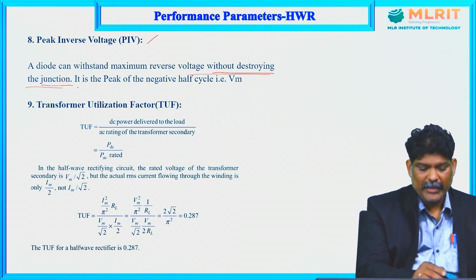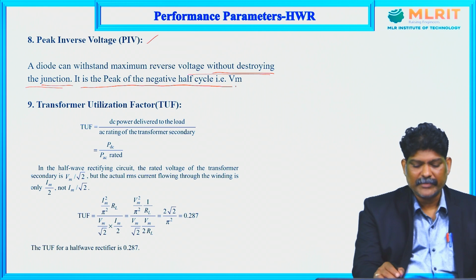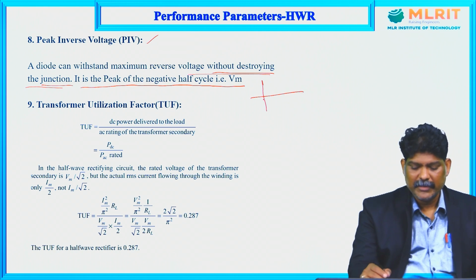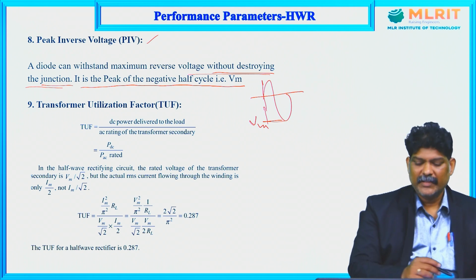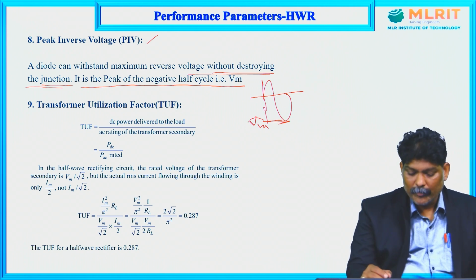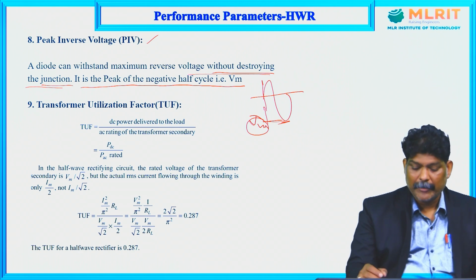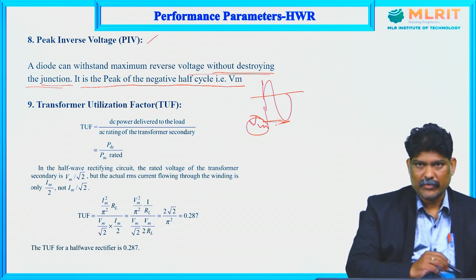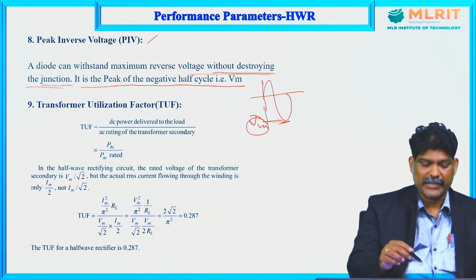Therefore, it is the peak of the negative half cycle. The negative half cycle means this one, Vm. So this is the peak inverse voltage. That is, up to how much maximum voltage we can apply so that the diode does not destroy the junction.